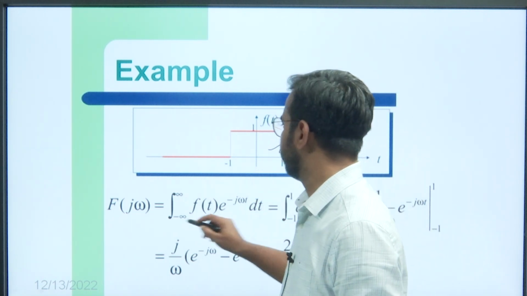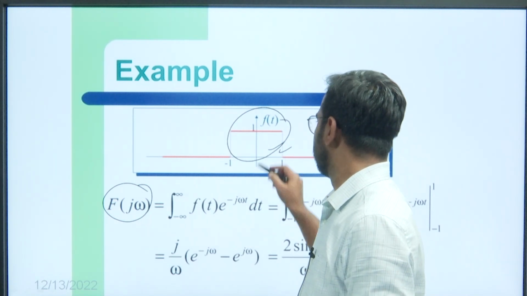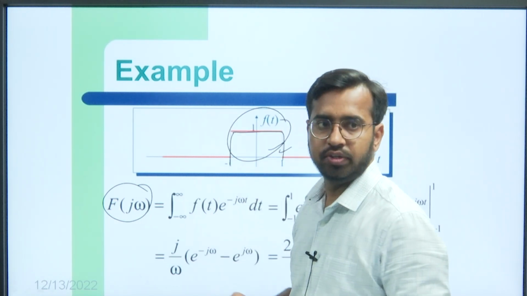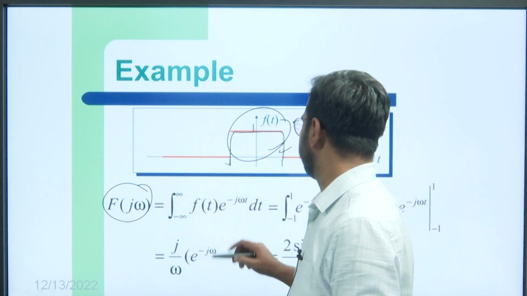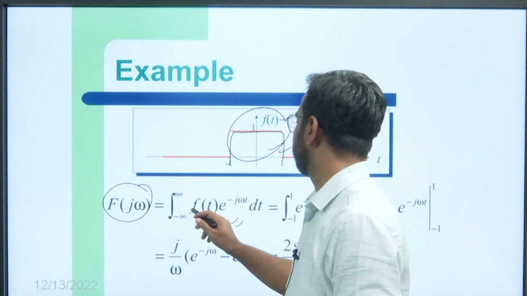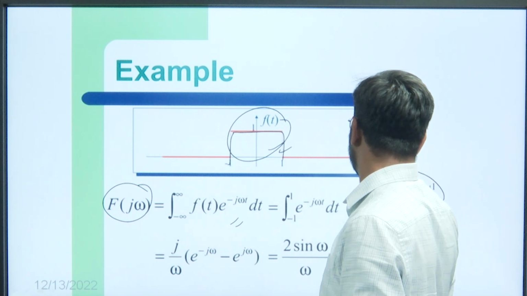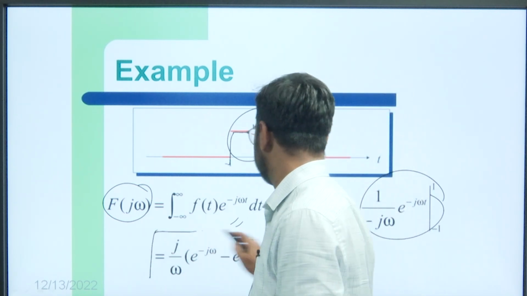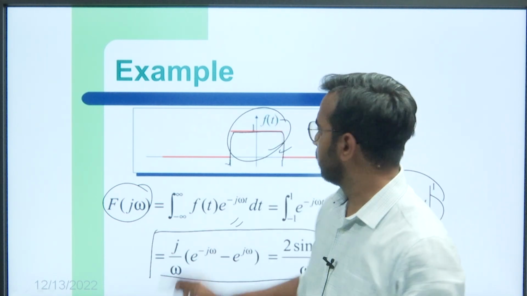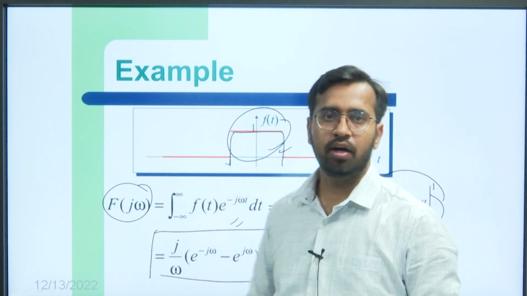Take one example. Suppose you want to find the Fourier transform of this function, which is a unit pulse from -1 to 1. How will you find it? Keep here the function f(t), which exists between -1 and 1. So we keep here e to the minus j omega t dt, and it will come like this. So a pulse is basically represented in Fourier transform as 2 sin omega by omega.